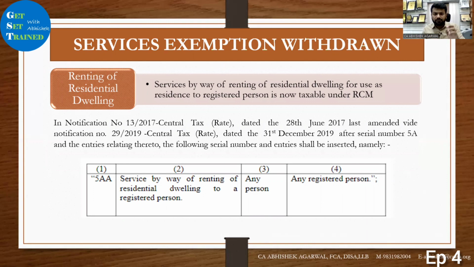For example, if Abhishek Agarwal, having a residential dwelling, gives it to X Private Limited, who is GST registered, then X Private Limited is liable to pay tax under reverse charge mechanism, irrespective of the fact that the residential dwelling is used for residential purpose or commercial purpose, right? If any person is giving a residential dwelling to a person who is registered on GST, the registered person who is the recipient is liable to pay taxes under reverse charge mechanism.